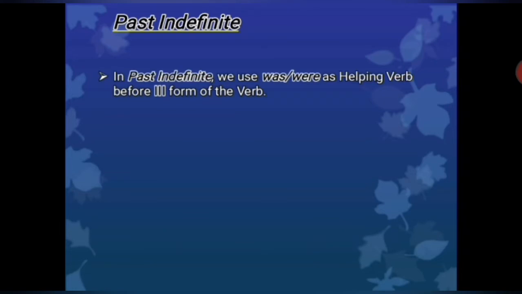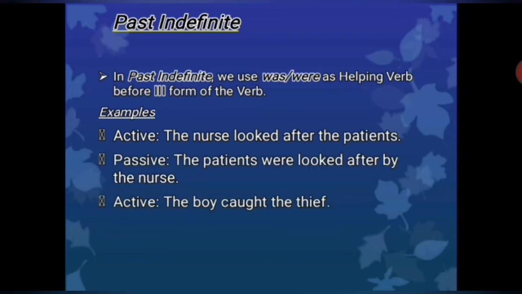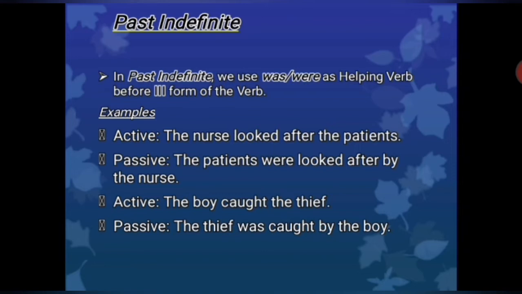Now we will take past indefinite tense. And where do we use past indefinite tense? Past indefinite tense is used to talk about an activity that began and ended at a particular time in the past. And what is the formation of this tense? In past indefinite, we use was, were as a helping verb before the third form of the verb or before the main verb.